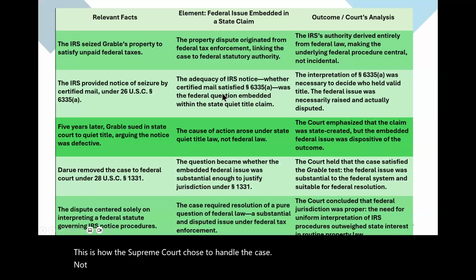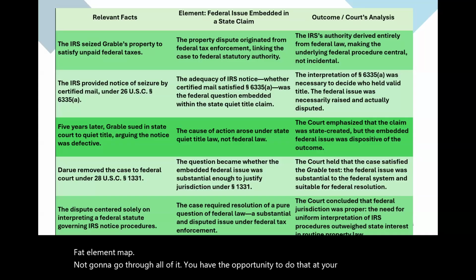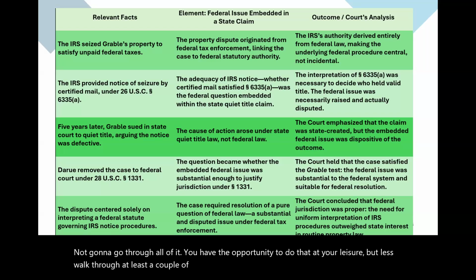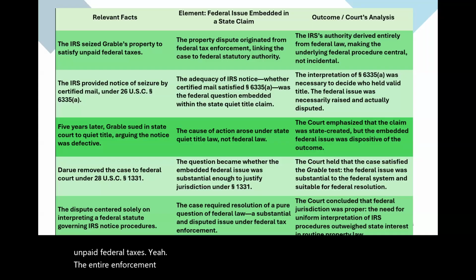Not yet. We have to go through our fact element map. Again, not going to go through all of it. You have the opportunity to do that at your leisure, but let's walk through at least a couple of them, right? First, the IRS seized Grable's property to satisfy unpaid federal taxes. Yeah. The entire enforcement process was governed by federal law. That immediately establishes a federal dimension, right? The element here is that the case originated from a federal statute, right?